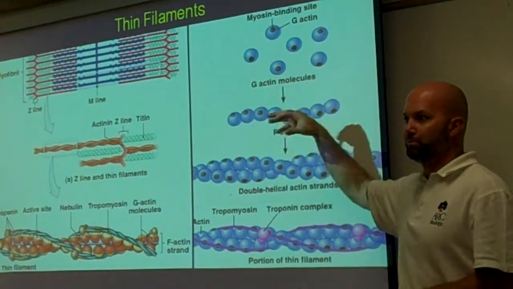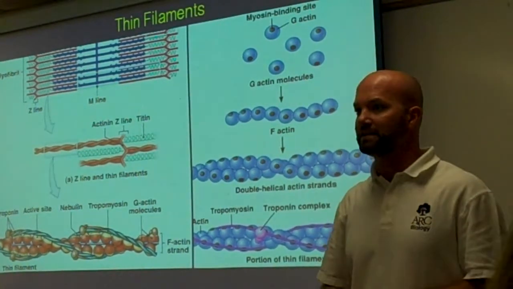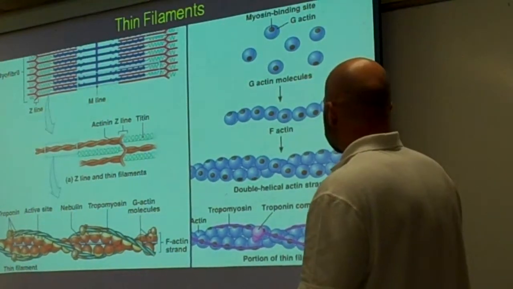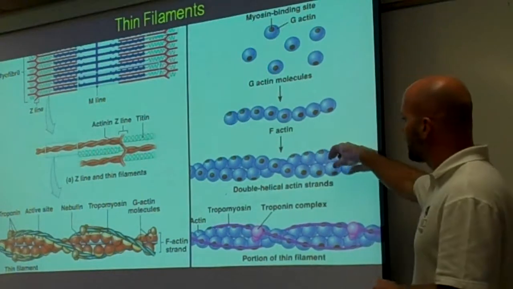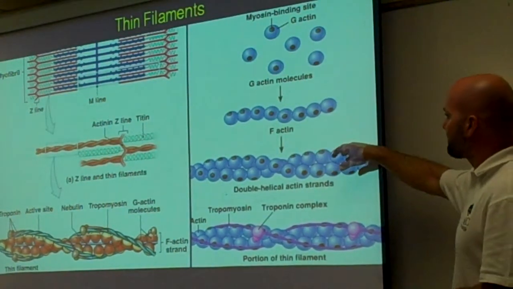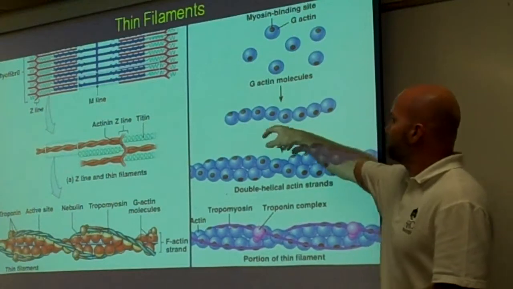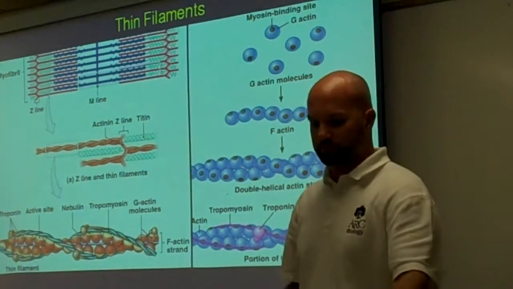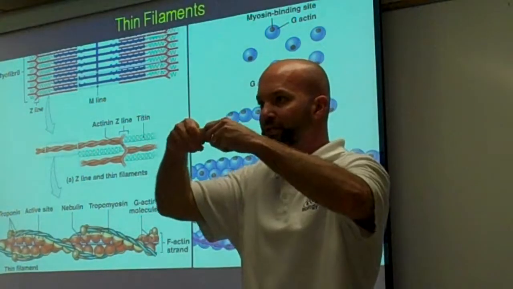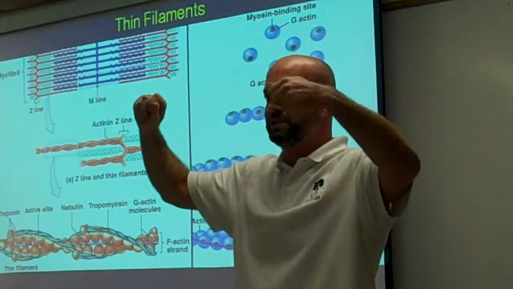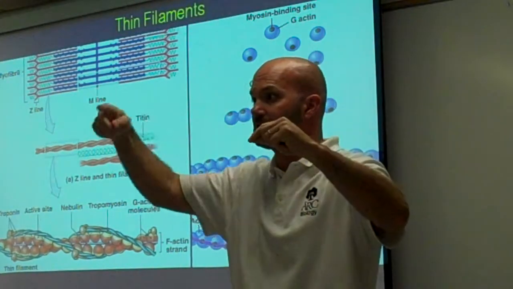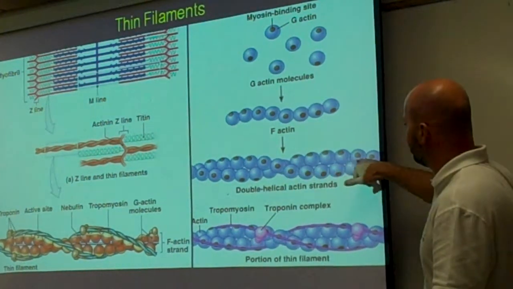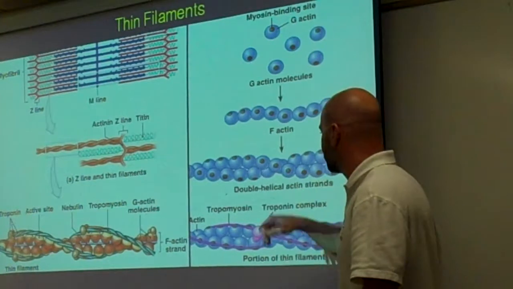Once you polymerize all the G-actin, you now have F-actin fibers, or filamentous. So the thin filament primarily consists of actin, two long strands that are twisted around each other. It would look similar to taking a pearl necklace, pulling it taut, and then twisting it, and then the two layers twist over each other. And then that forms a groove between the two strands.